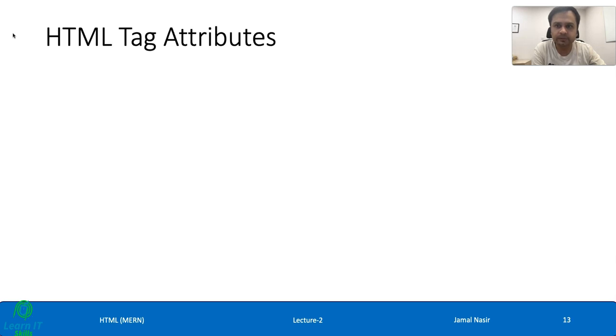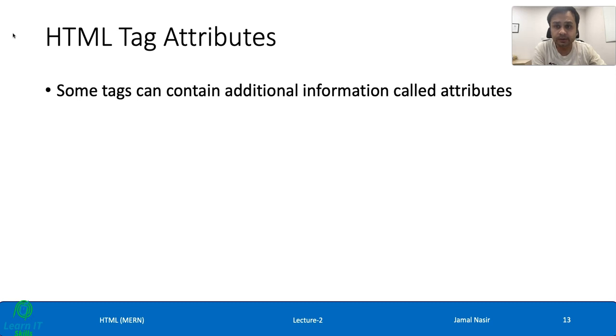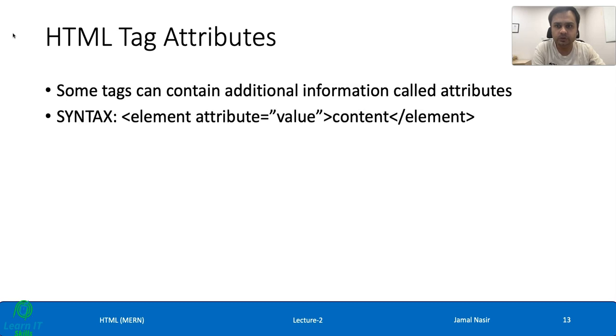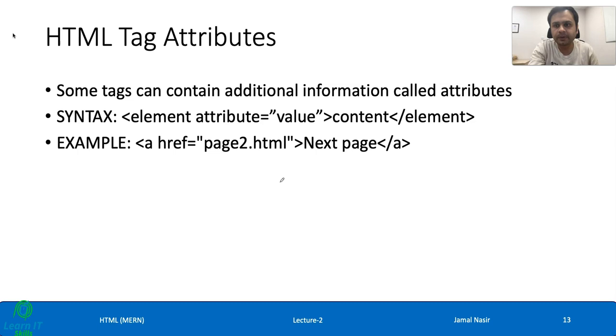HTML tag attributes. Some tags can contain additional information called attributes. For any element, we can add its attribute and its value. For example, the anchor tag A. Here we are giving one attribute and its value. This is one attribute of the anchor, and its value.